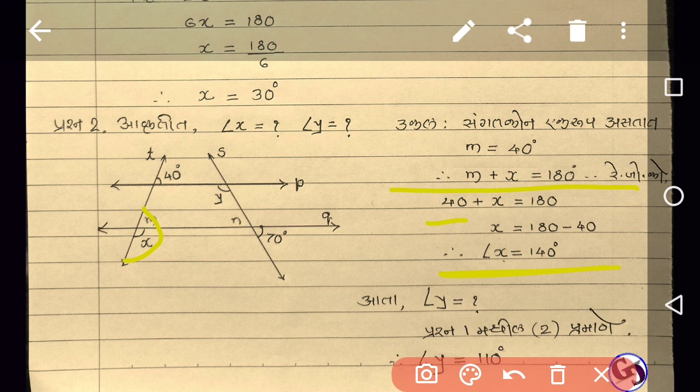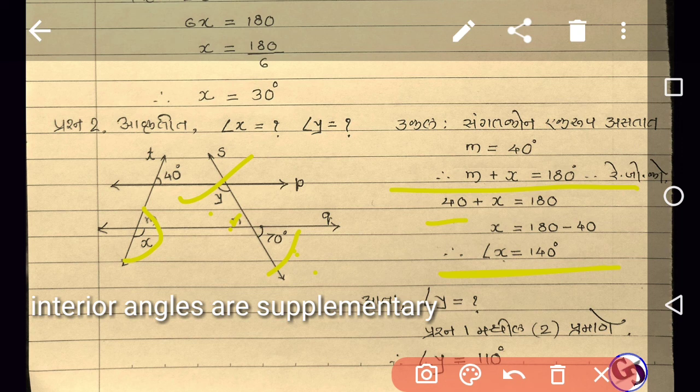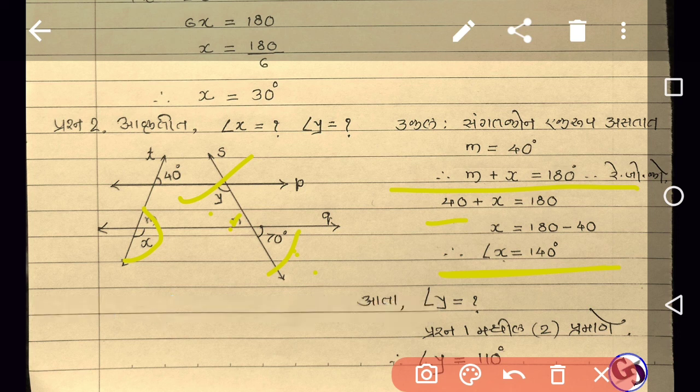Now for the second angle y, here 70 degrees is given, and its opposite angle we suppose is angle n. Both angles are congruent because both are opposite. Then we see y angle and n angle. For y and n, both inside the parallel lines, the sum of both is 180 degrees. That's why here also the y value is equal to 110 degrees. You can do it in English for semi-English students.